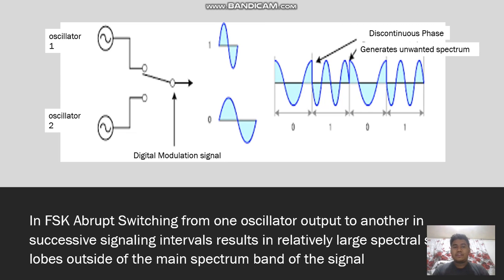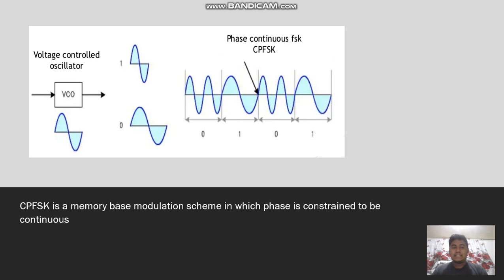So here we have an example diagram. This is oscillator 1, oscillator 2, and the digital modulation signal. The high and low frequency discontinuity generates unwanted spectrum. As you can see here on our diagram, in FSK, abrupt switching from one oscillator output to another in successive signaling intervals results in relatively large spectral lobes outside of the main spectrum of the signal.